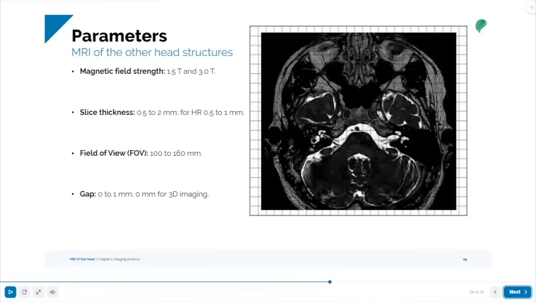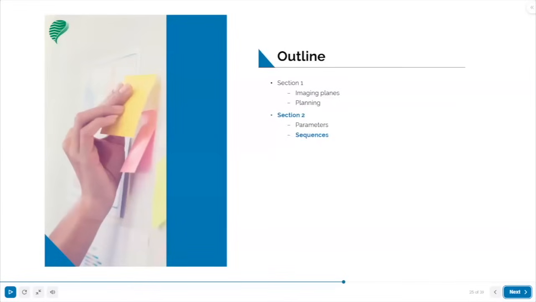The gap between the slices for the IACs, for example, is a minimum of 0 to 1 millimeter. Again, 0 millimeter gap is preferred for high resolution 3D imaging, but 0 millimeter gap requires more time. Always with the trade-offs. I'm sure if you work in MRI, you know a lot about that.